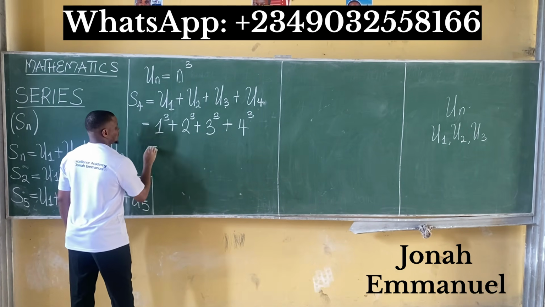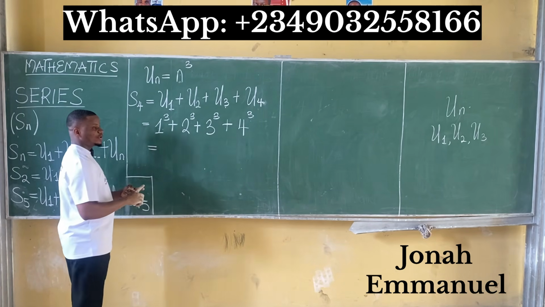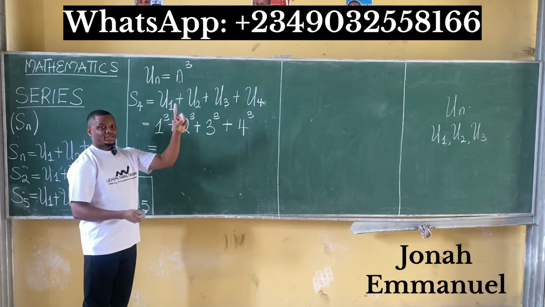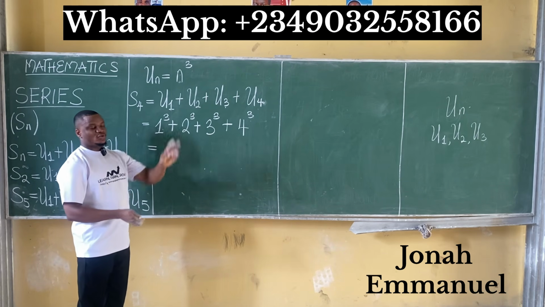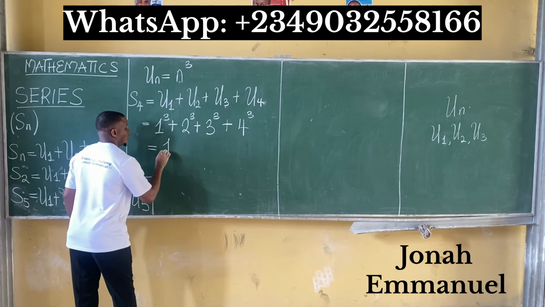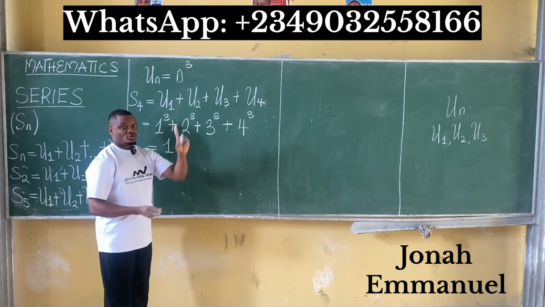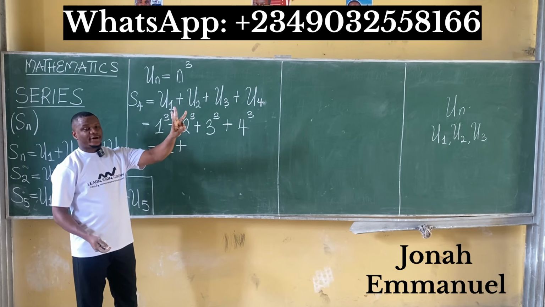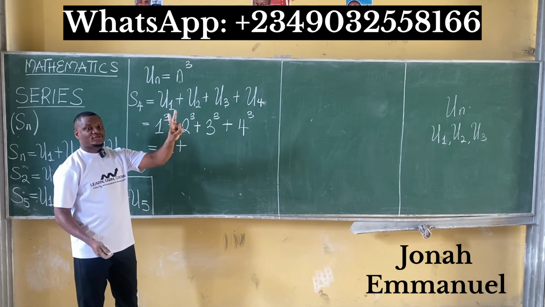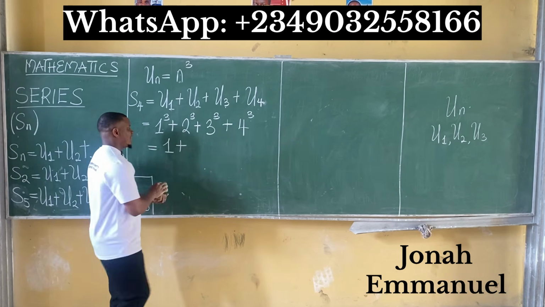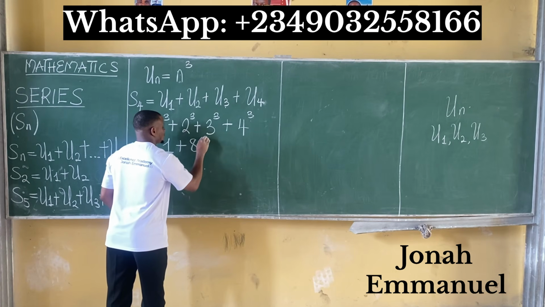This is equal to 1 to the power 3, which is 1 times 1 times 1. 1 times 1 is 1, times 1 is 1. So this gives you 1 plus 2 cubed, which means 2 times 2 times 2. 2 times 2 is 4, 4 times 2 is 8. So you have plus 8.